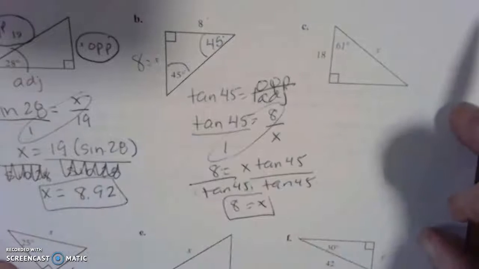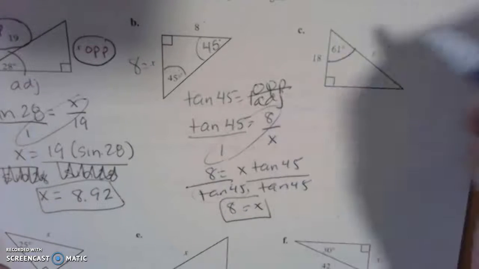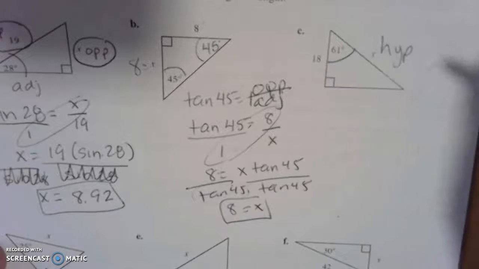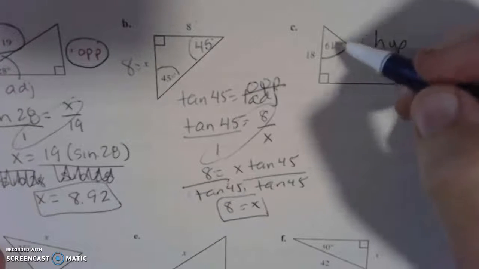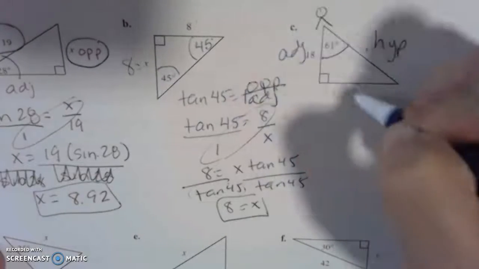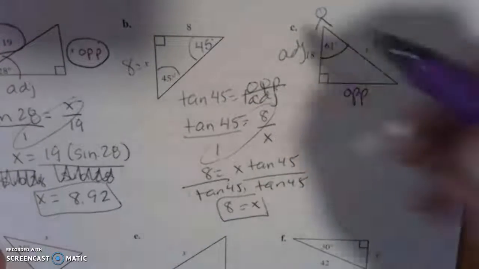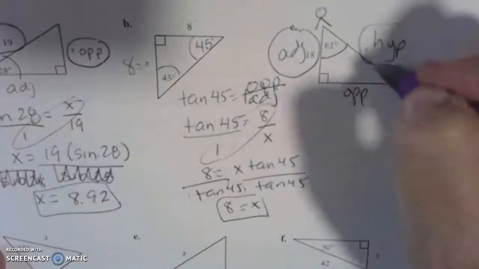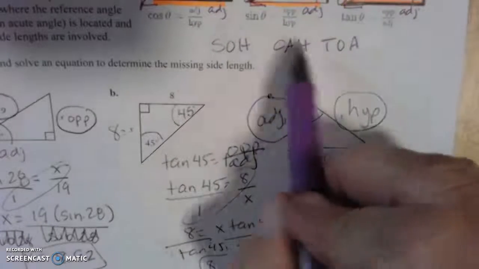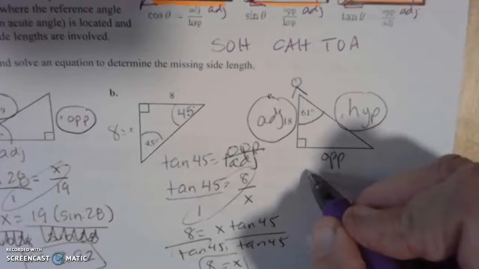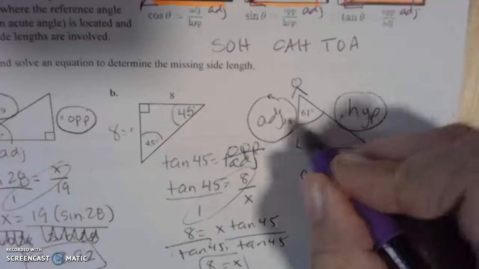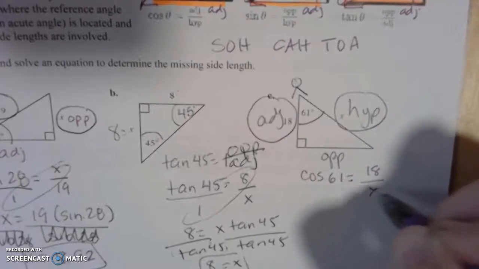All right. Next problem. We have to decide what we're going to use. It's always good to label the parts of the triangle. Okay, so I can't remember. This is my arms right here. So this is adjacent. Then this is opposite. And what is it that we're using? We're using adjacent and hypotenuse. Adjacent and hypotenuse is cosine. So we're going to go cosine of 61 equals adjacent 18 over hypotenuse x.